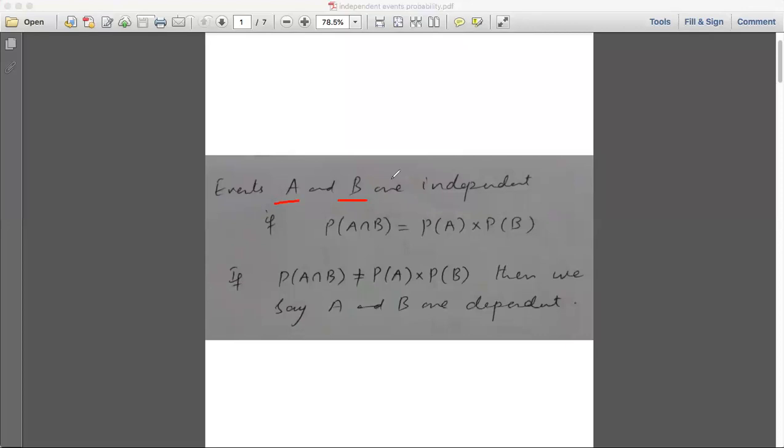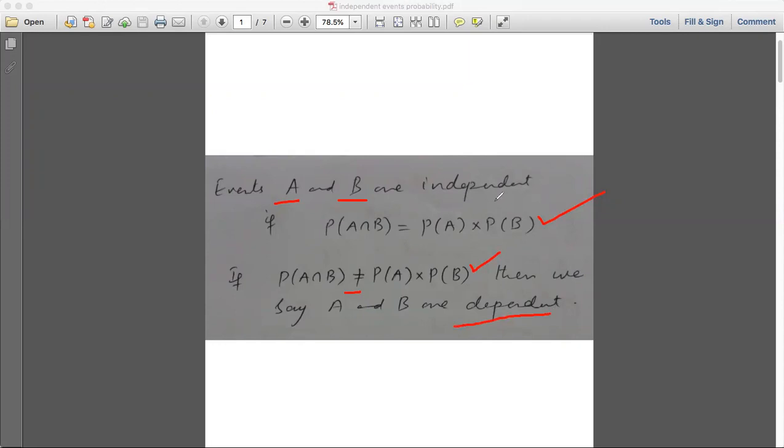And how can we check this? There is a formula, as you can see here. The formula to check whether two events A and B are independent is: the probability of A intersection B is equal to the probability of A multiplied by the probability of B. Okay. And if they are not equal, as you can see in the second formula, if the probability of A intersection B is not equal to the probability of A multiplied by the probability of B, then we say that A and B are dependent.